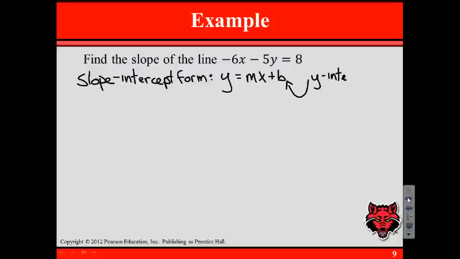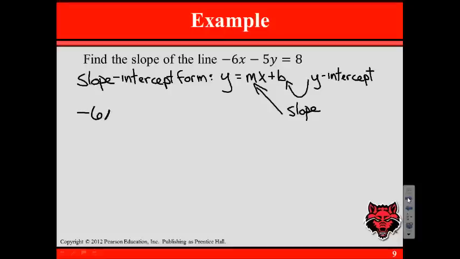Remember, that's where our equation goes across the y-axis. And m, hopefully you remember this, always represents the slope. Essentially, slope-intercept form tells us this. We want to solve our equation for y. And when our equation is solved for y, whatever number is in front of x will be our slope. So let's see if we can do that.